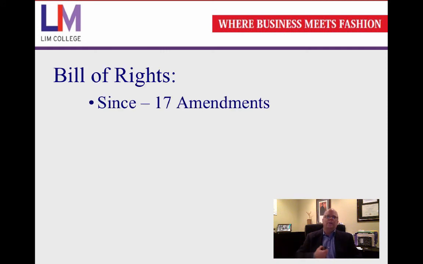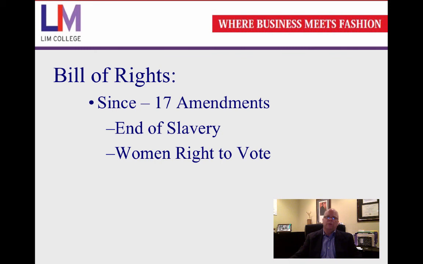Since the Bill of Rights was enacted in 1791, 17 additional amendments have been added to the Constitution. End of slavery, 13th Amendment. Women's right to vote, 19th Amendment. Federal income tax. I don't know what amendment that is because I don't want to pay my federal income tax.